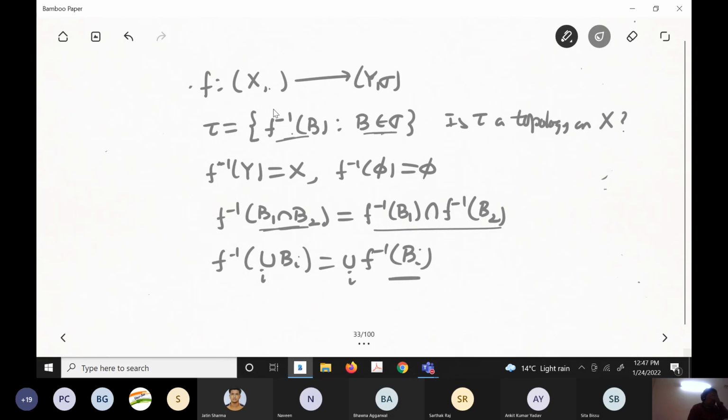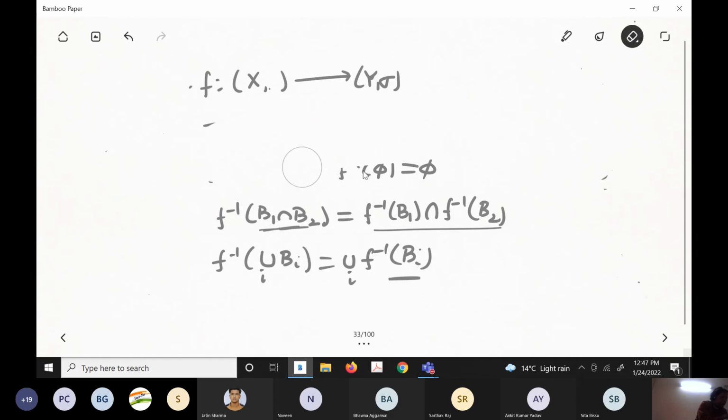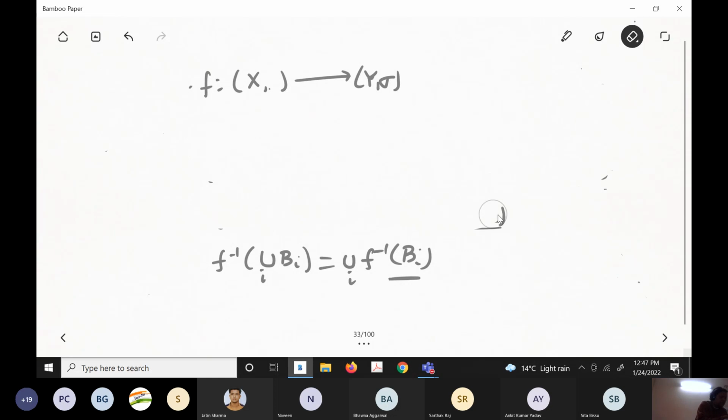But now suppose I do not have one map, I have many maps. Then what will happen? Then it will not be a topology, but what will happen? That is the question.